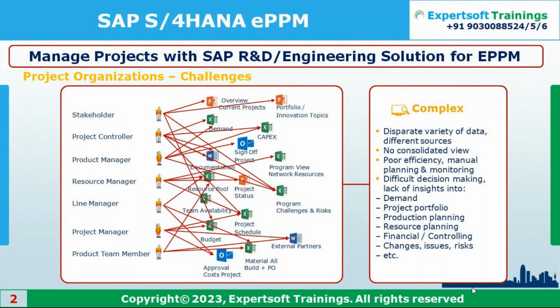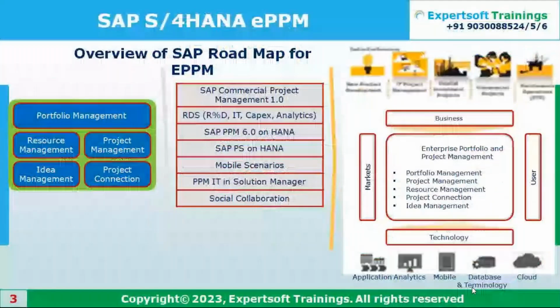This enterprise portfolio and project management is basically a combination of five different modules. The first is portfolio and project management. Also there is cProjects, which is also project management, and PS is also project management. Then there is idea management, then CPM, commercial project management, and there is one tool called ECP, which is a connector.